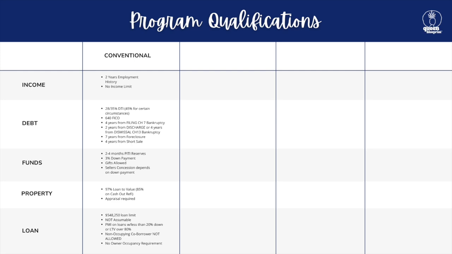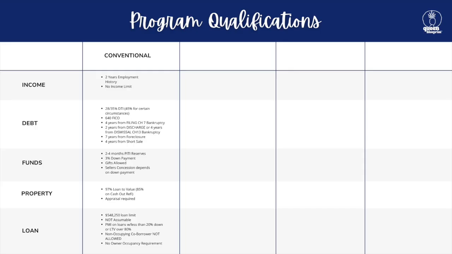Property. So the property has to have 97% loan to value. 85% if you're doing a cash out refi. We're all home buyers here, so you guys don't have to worry about that number. But 97% loan to value, LTV, which means that the loan can cover 97% of the value of that property. That's what LTV really means.